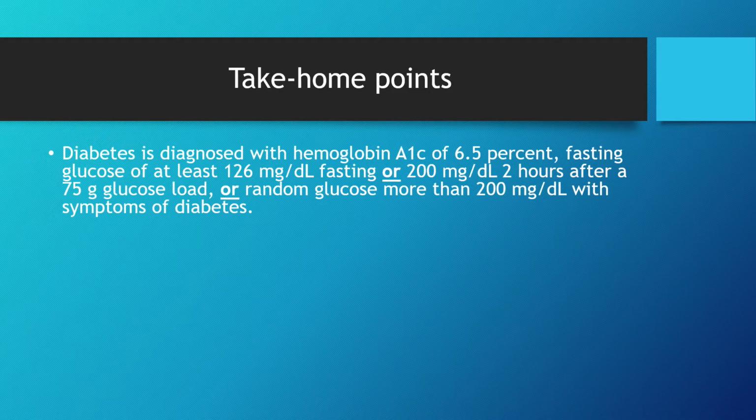Now let's summarize what we just learned. First, diabetes is diagnosed with a hemoglobin A1C of 6.5% or more, fasting glucose of at least 126, or 200 milligrams per deciliter 2 hours after a glucose load of 75 grams, or random glucose more than 200 milligrams per deciliter with symptoms of diabetes. Notice that the conjunction "or" is highlighted and underlined because it's important. You don't have to have all of these things to diagnose diabetes.